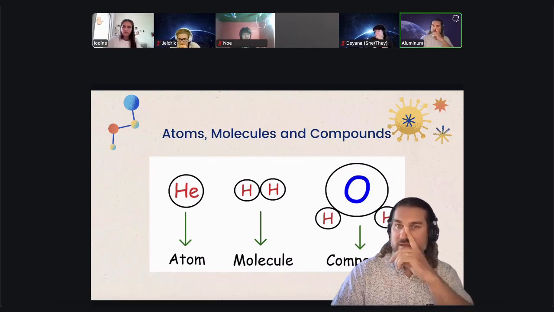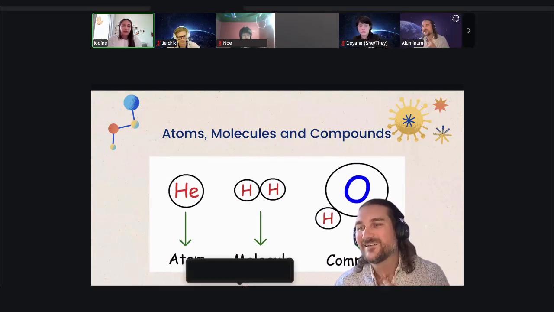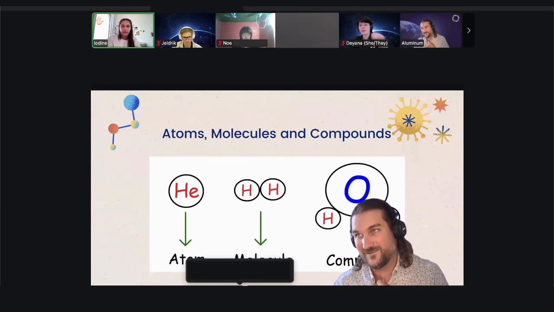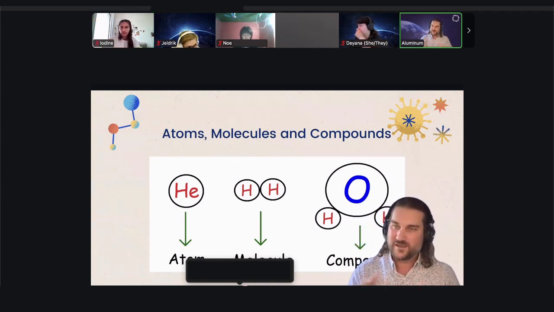Anybody got a definition for a molecule? Molecule is when there are two or more of the same element joined together, basically. And compound is when they're different. Very good. So when they're compound, they're different. It's like a combination.